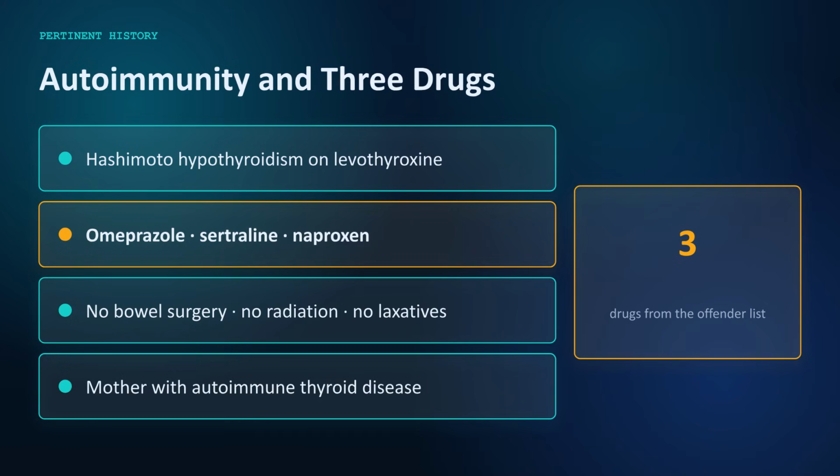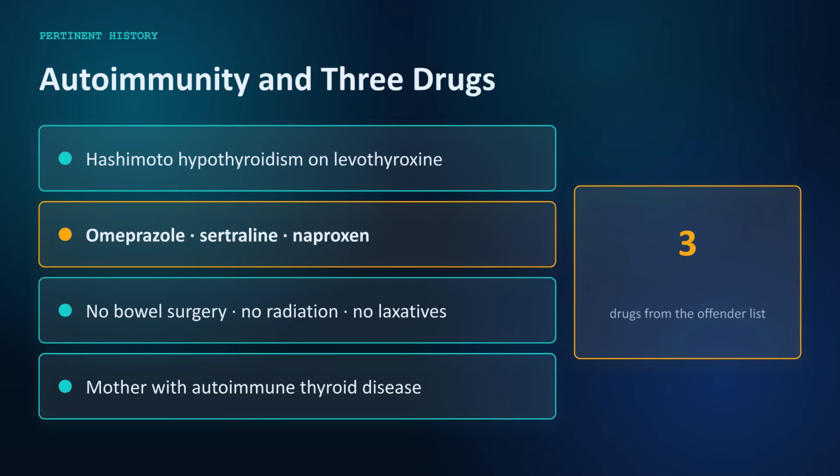Now the history that changes the differential. She has Hashimoto thyroiditis, an autoimmune condition, and her mother has autoimmune thyroid disease as well. Her medications are omeprazole for reflux, sertraline for depression, and naproxen a few times a week for her knees. Write those 3 down. They will matter enormously later. She has had no abdominal surgery, no bowel resection, and no radiation. She drinks little alcohol, does not smoke, and takes no laxatives or herbal supplements. So autoimmunity and medications are our 2 strongest threads.